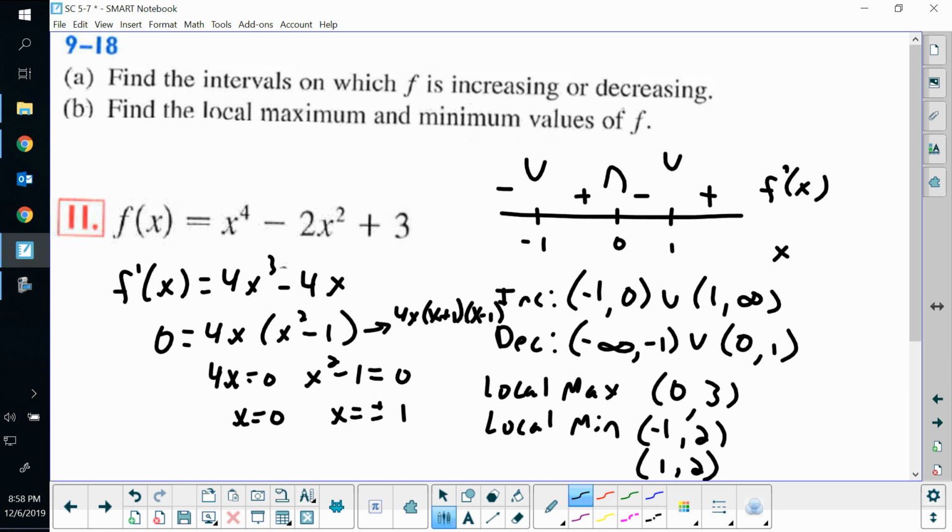Now, when subbing those in, notice that we had an even function. All the exponents were even, and then we had a constant. So once you sub the 1 in, negative 1 should give you the same thing back because they'll give you all positives.